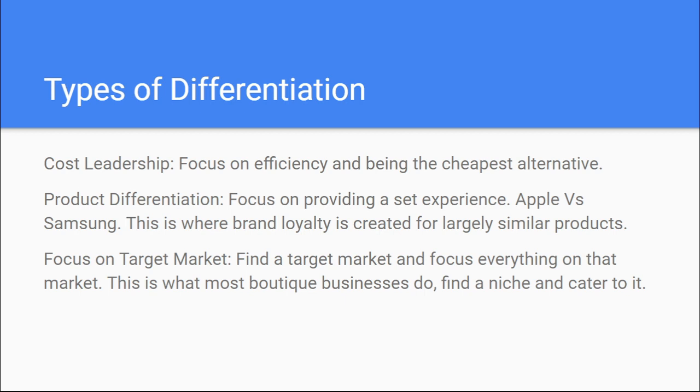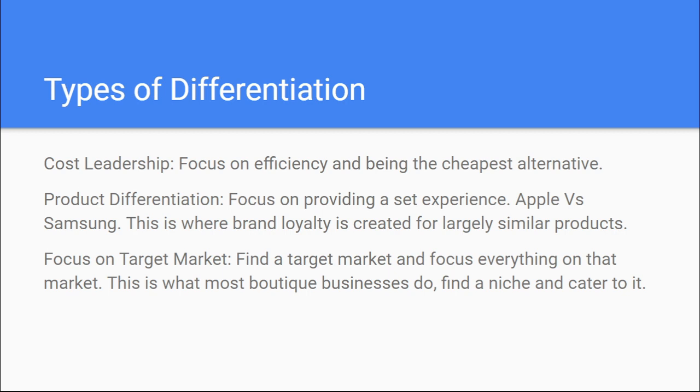Then you have product differentiation, which is focusing on providing a set experience. So this is like Apple versus Samsung. Functionally, cell phones are the same, but Apple has its ecosystem and Samsung is trying to build that too. And then there's the Chinese phone brands, which tend to compete more on being not very differentiated, kind of go more for the cost leadership route. But the Apple versus Samsung is very much a product differentiation. They're being different, even though functionally they're the same product.